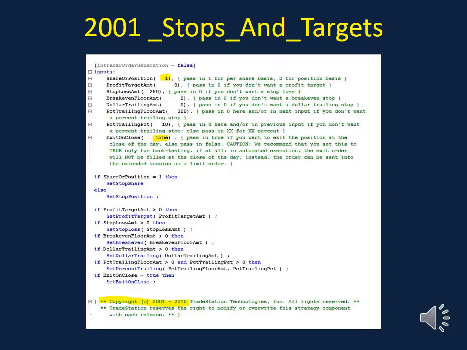It says if share position equals 1. In other words, if you've done the share position, then it's going to set the stop to the share, else it's going to set the stop to the position. That's the way you read that language. Now let's take a look at how they've changed it.